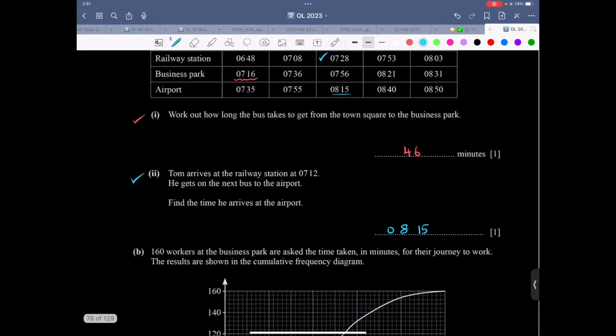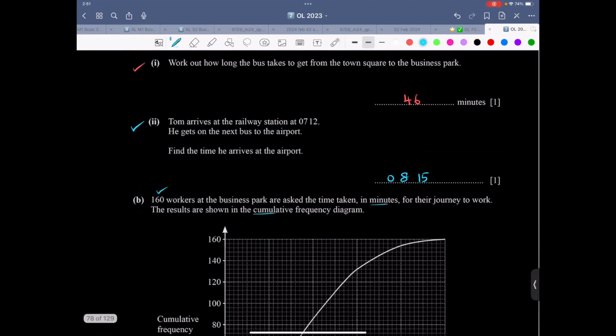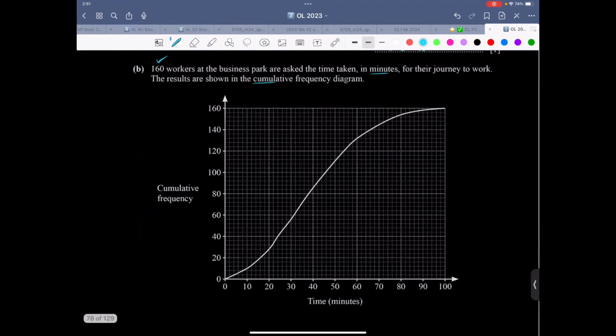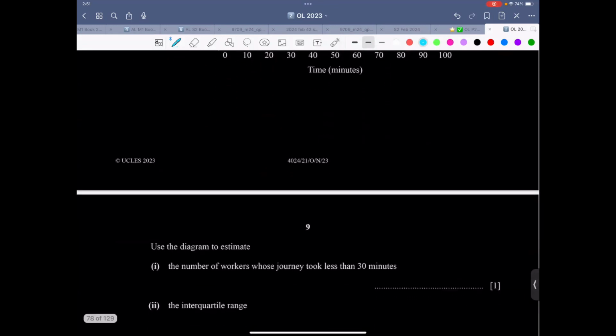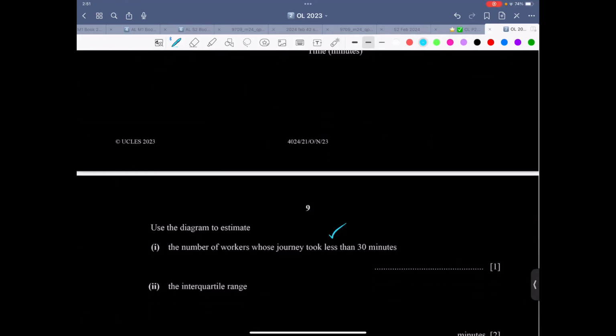160 workers at the business park are asked the time in minutes for the journeys to work. The results are shown in the CF diagram. So that's a cumulative frequency diagram. It starts at 0 and ends at 100 minutes. There are a total of 160 people. The curve ends at exactly 160. Use your diagram to estimate the number of workers whose journey took less than 30 minutes. So less is good, because cumulative frequency is based upon upper class boundary. It's based upon the concept of less than.